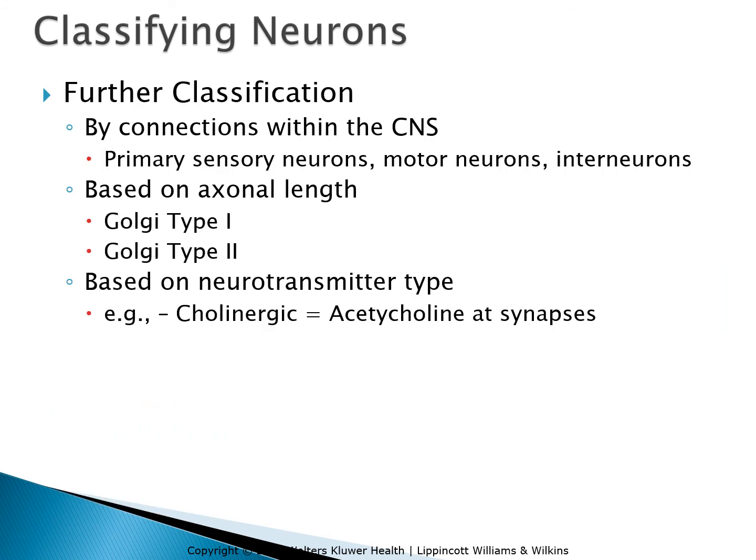Some further classifications is by their connection. So are they primary sensory neurons? Are they the ones that get the initial input? Are they motor neurons? Do they connect to motor outputs? Are they interneurons, meaning do they connect between other neurons? There might be some things based on axonal length. How far does their axon stretch? One of the big types of classifications is neurotransmitter or maybe also receptor type.